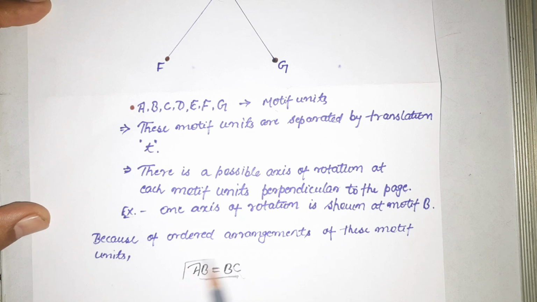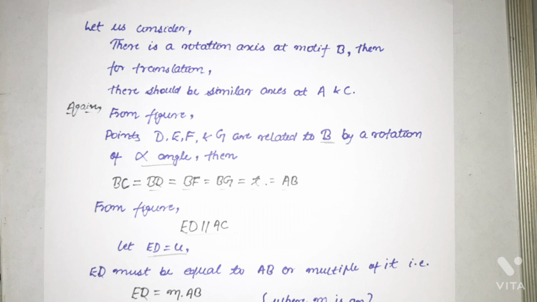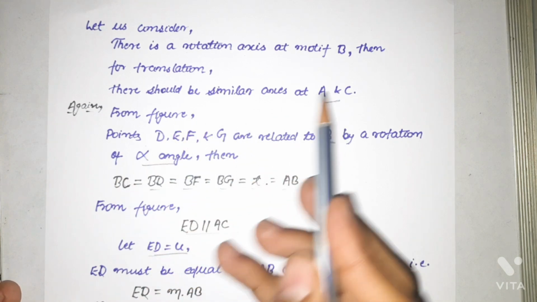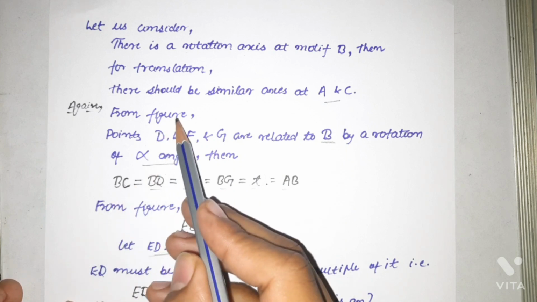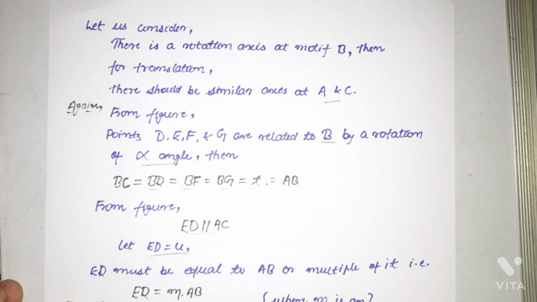Now since there is a possible axis of rotation at each motif unit, let us consider that there is a rotation axis at motif B. Then for translation there should be similar axes at A and C. Okay, now from the figure, if you have drawn a figure in your page, if you have not drawn, please draw so that you can correlate what I am saying.